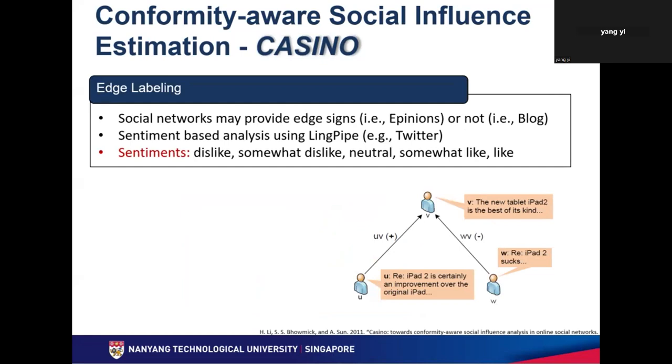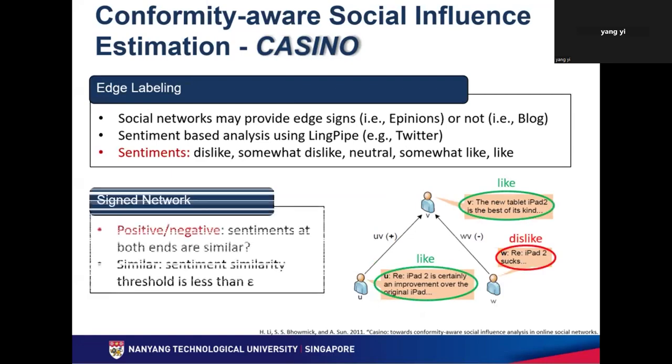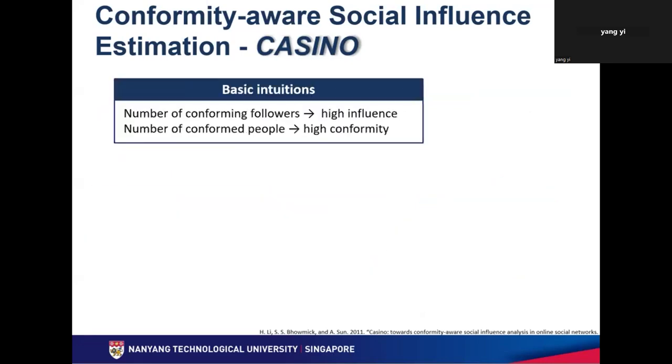For example, in your opinion, you can mark it as like or dislike. Similarly, in Facebook or YouTube, you can like or dislike it. So this is already known or provided. Given all the signs, we can trace back to the basic intuition in our earlier slides.